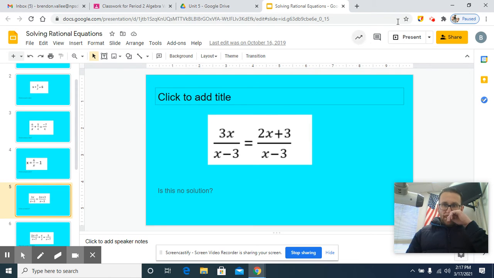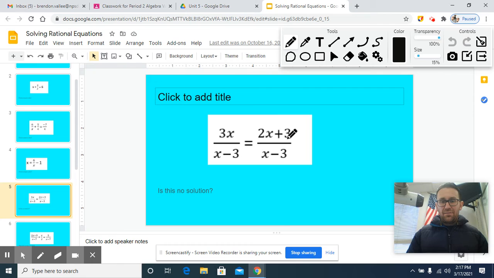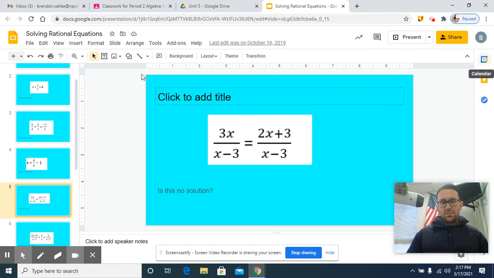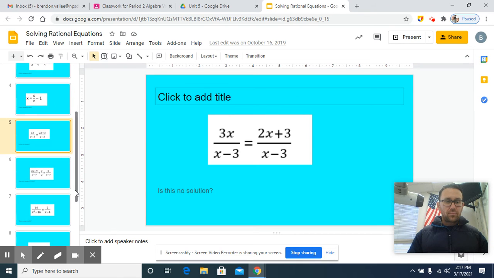Now, what about this one right here? If the denominators are already the same, what you can do is just cancel that denominator out, and then you have just a simple algebra problem. Subtract 2x from both sides, x equals 3. Okay, so if the denominator is already the same, no need to do any work for that.